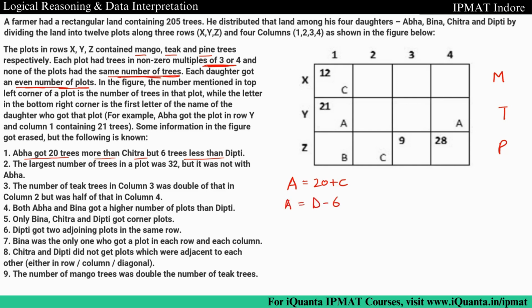Second is the largest number of trees in a plot was 32. This is also important, but it was not with Abha. So A will never have 32 trees in a plot.